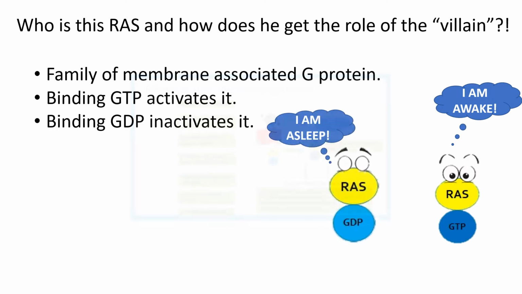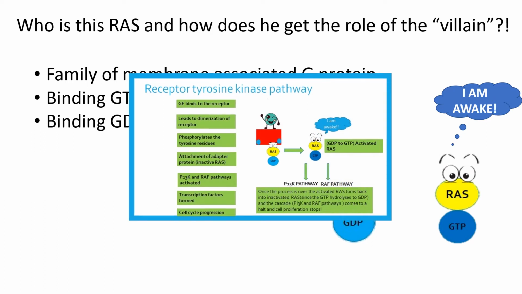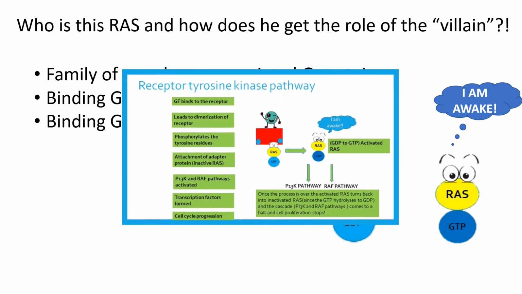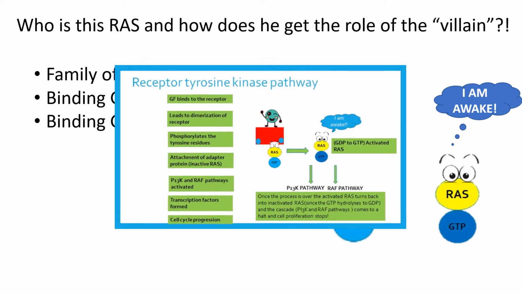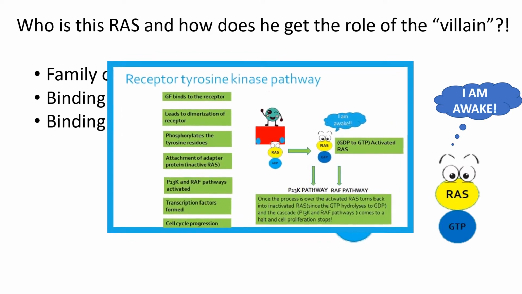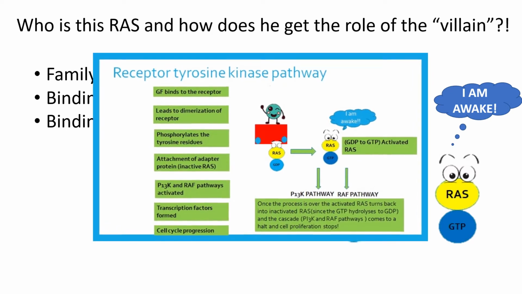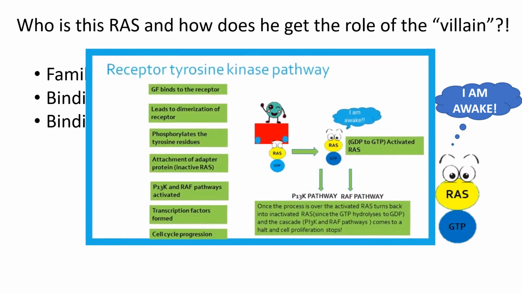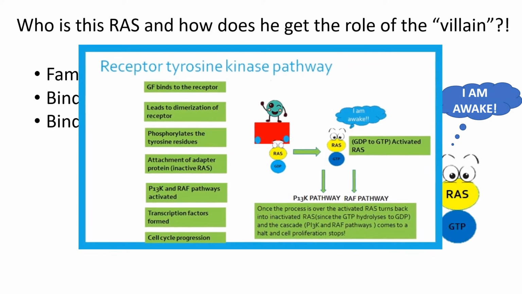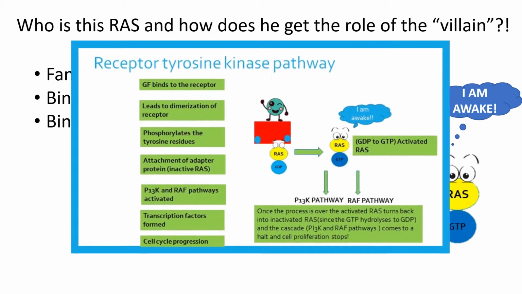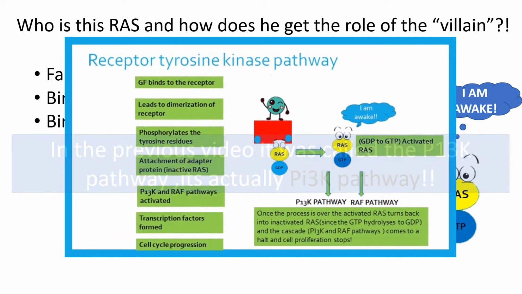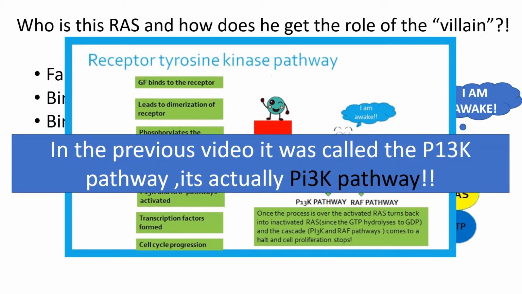So now let's recall the receptor tyrosine kinase pathway. Initially, when a growth factor binds to the receptor, there occurs dimerization of the receptor and the tyrosine residues get phosphorylated. Then the adapter molecule, the RAS, comes and binds to the receptor. Initially, the RAS is in the inactivated state. Later on, it gets activated and in turn activates the other two pathways, PI3K and the RAF pathway.